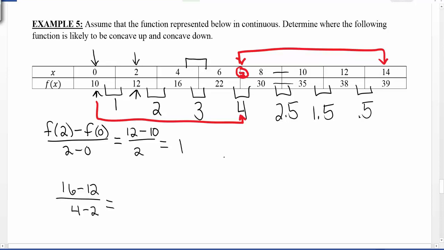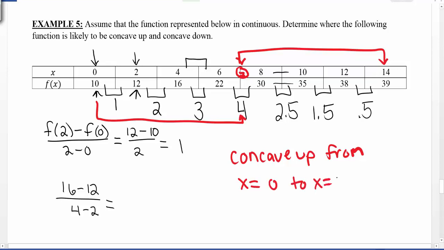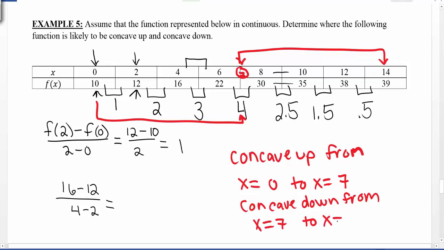So we're going to say that we believe that we are concave up from x equals 0 to x equals 7, because again, that's where my average rates of change are increasing. We're going to say that we're concave down from x equals 7 to x equals 14, because that's where my average rates of change are decreasing.